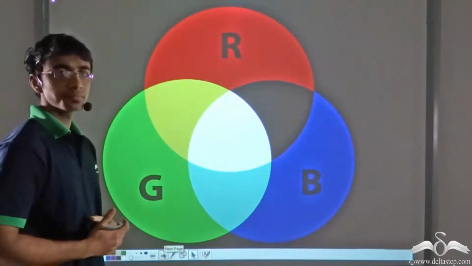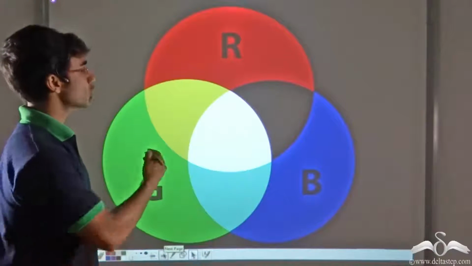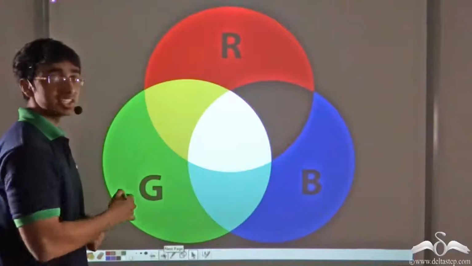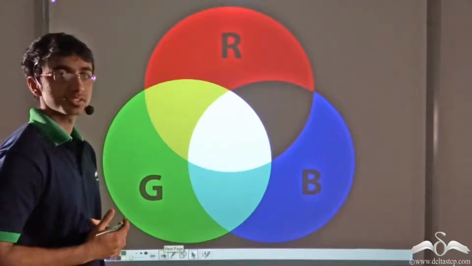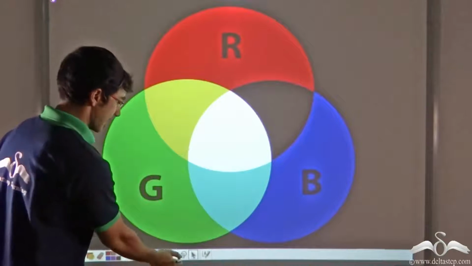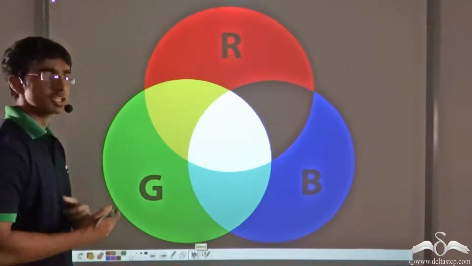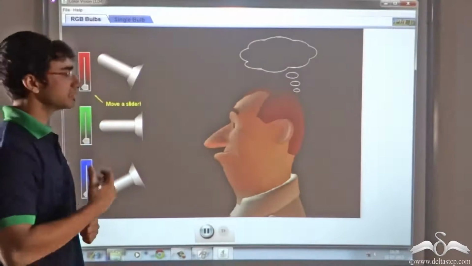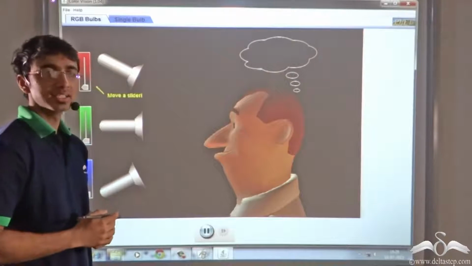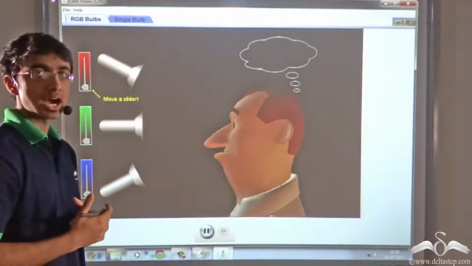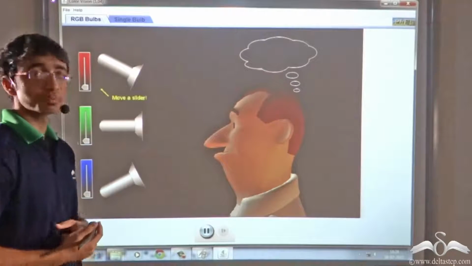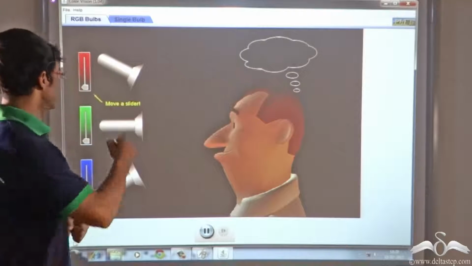So what did we learn? We learned that through a combination of red, green, and blue, we can observe and perceive various colors. Now let us find out how this happens through a simple simulation. In this simulation, I will demonstrate that in varying quantities, if red, green, and blue are mixed, we are able to perceive different colors.